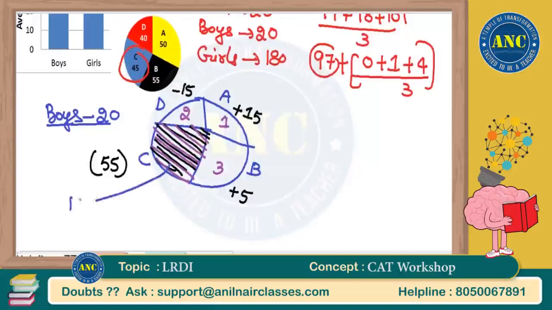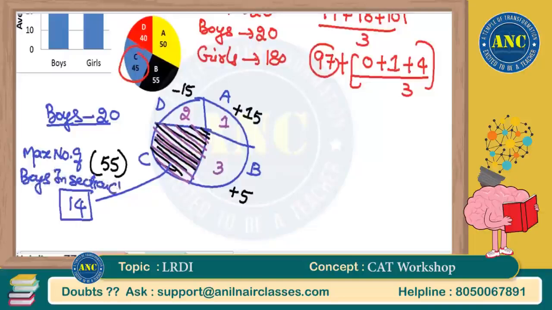C. How much will be the value? 14. Maximum number of boys in section C will be 14. Similarly, girls also I will solve.